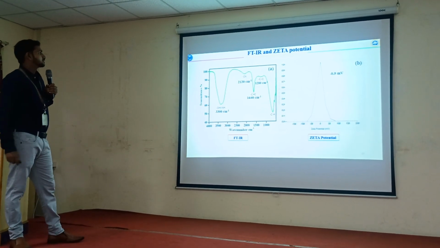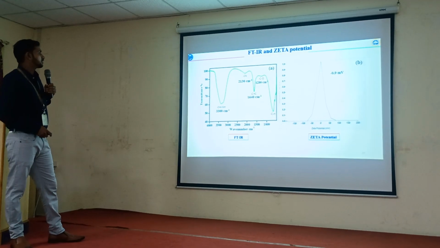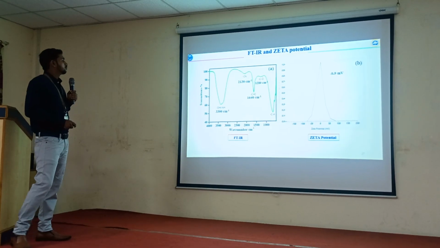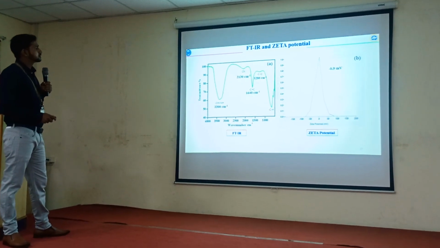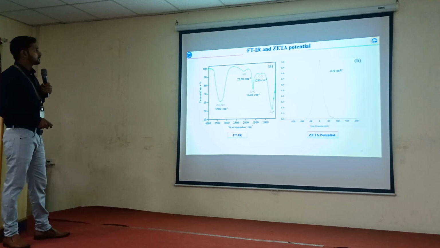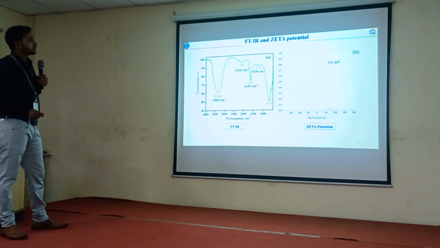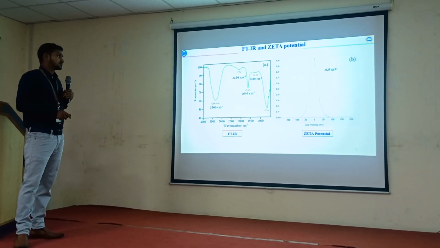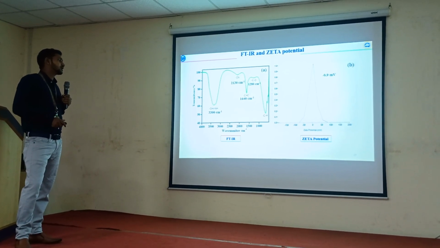And the FTIR and zeta potential are shown here. Figure A represents the FTIR spectroscopy plot. Here we can see that it confirms the presence of OH, NH, CN, C=C, CO, and CH moieties in the carbon dots, and the zeta potential profile confirms that the carbon dots have a negative surface charge with a value of minus 0.9 millivolt.